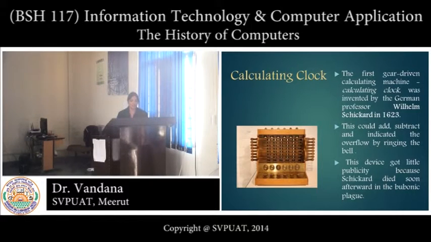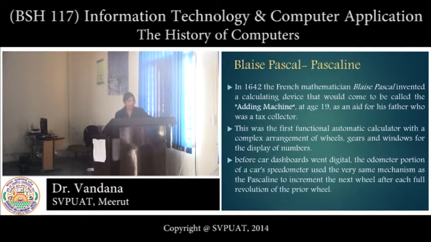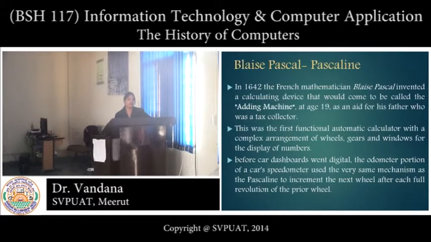Obviously, this device couldn't be popular because the person who developed it had met an untimely death, but it was the first ever gear driven calculating device. Taking the idea from this device, it was Blaise Pascal who in 1642 developed a machine which is known as the adding machine or Pascaline machine.